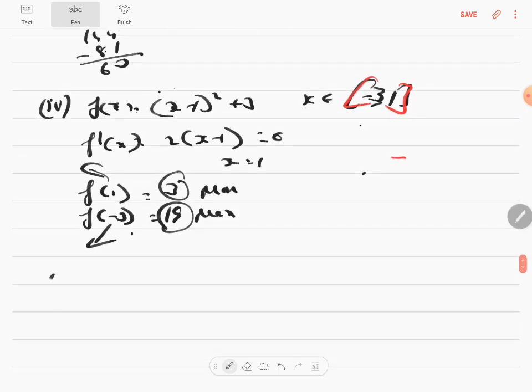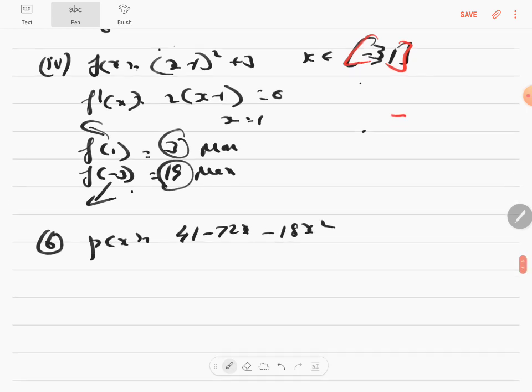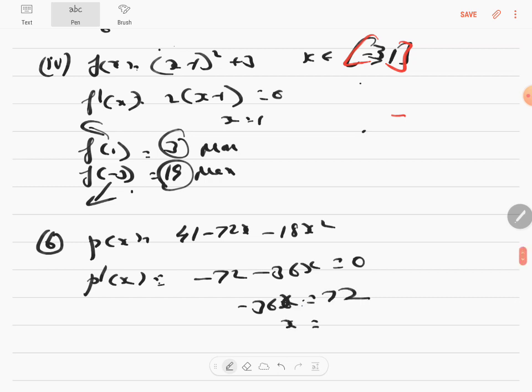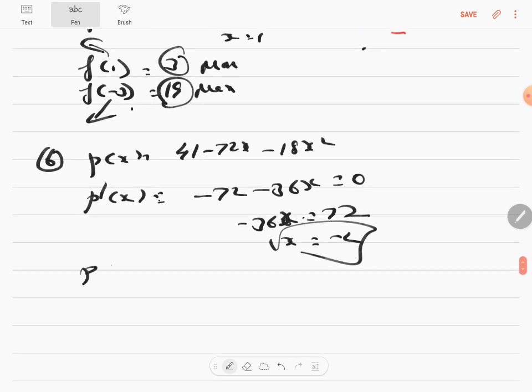Sixth question. The question is p of x is equal to 41 minus 72x minus 18x square. Then for maximum profit, this is the profit as a function of x. So again differentiate it, you get 41 becomes 0, minus 72 minus 36x is equal to 0. So minus 36x is equal to 72, so x is equal to minus 2. Take that and substitute in the function. 41 minus 2 means plus 144 minus 36, no, 72.